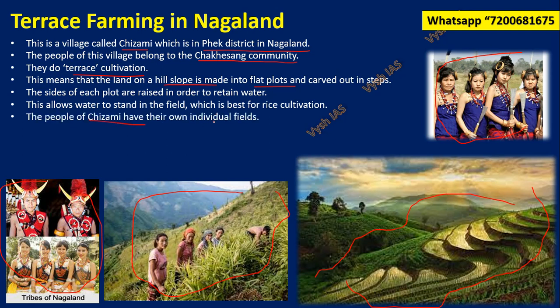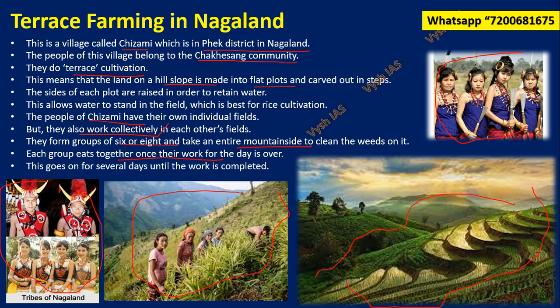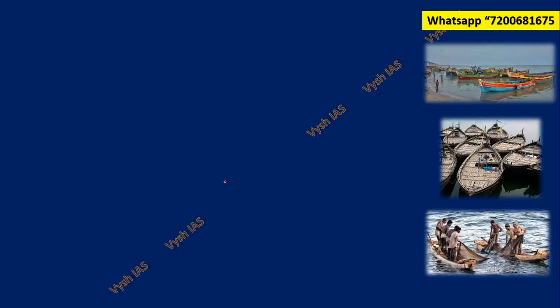So people of Chizami have their own individual fields, but they also work collectively in each other's fields. Okay, mostly, you will see, they'll work in groups. They form groups of 6 or 8 and take an entire mountainside to clean the weeds on it. Okay, each group eats together once their work for the day is over. So they have that unity and everything, and they survive like that. This goes on for several days until the work is completed.